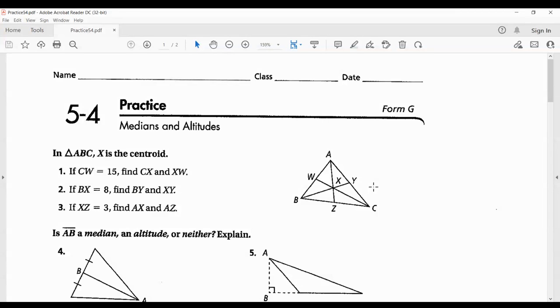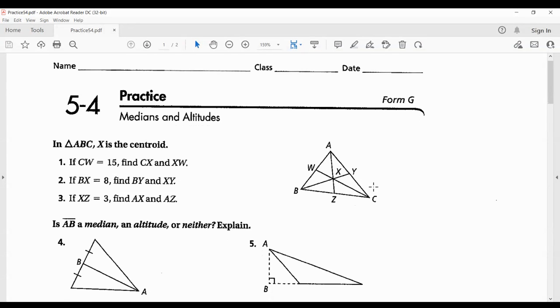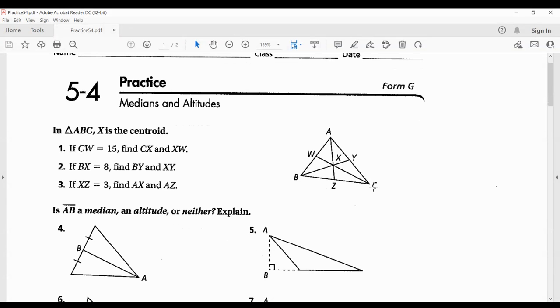So, once again, this is going to be for Allie. Today in class, we went through this worksheet, which is just reviewing what we'd learned about medians and altitudes. And I want to go through the answers with you and explain why everything is what it is.